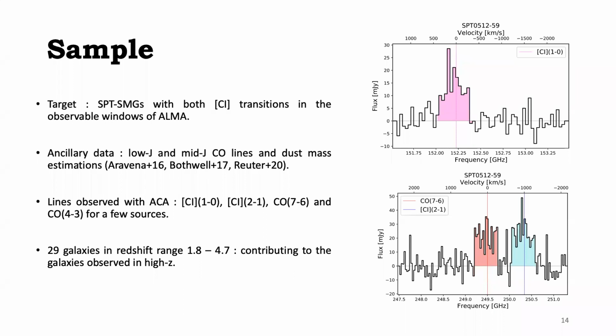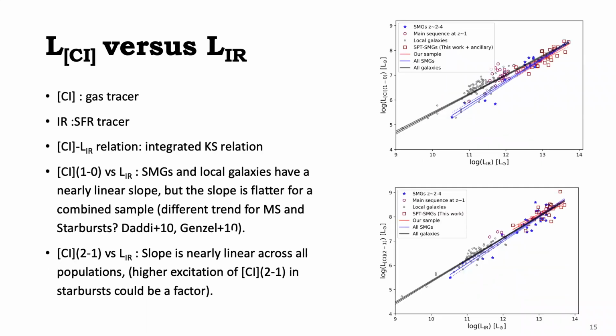So in order to study the properties of C1, especially in these SMGs, we select a sample of roughly 29 galaxies in which both the C1 transitions are in the observable windows of ALMA. Since they are SPT-SMG galaxies, we have rich ancillary data of mid-J and low-J CO lines, and all of them have SED modeling, due to which we can have an estimate of the dust mass. From our observations, we target the C1 1-0 and C1 2-1 transitions of all these galaxies, along with the CO 7-6 and CO 4-3 for some of them.